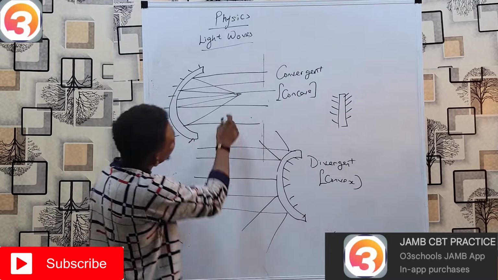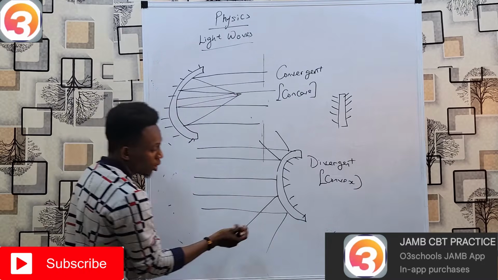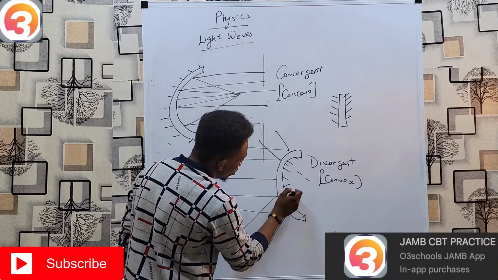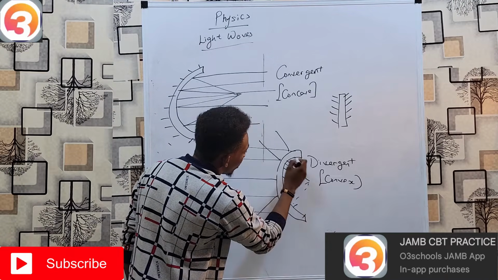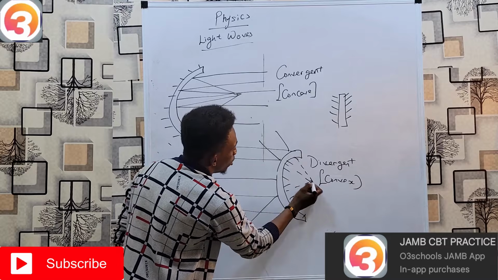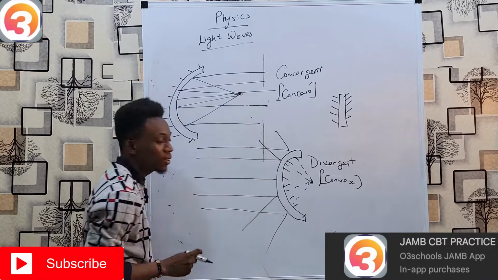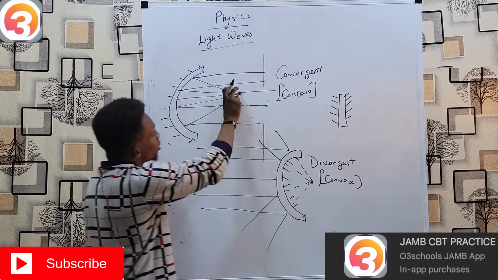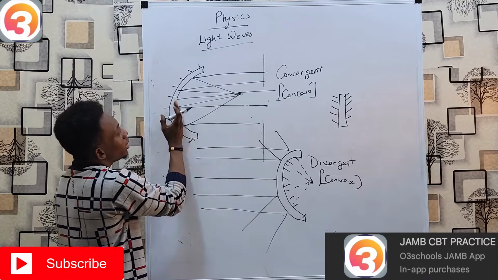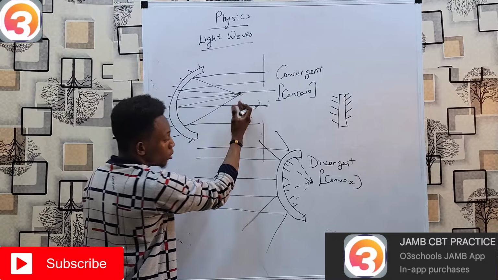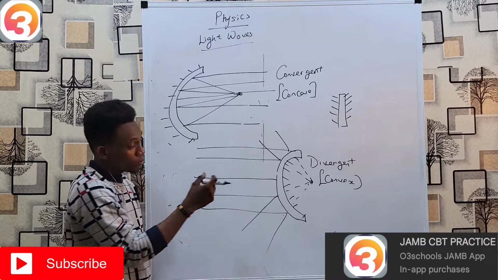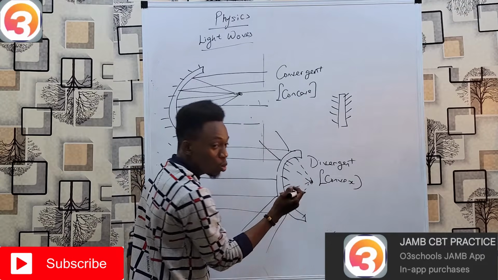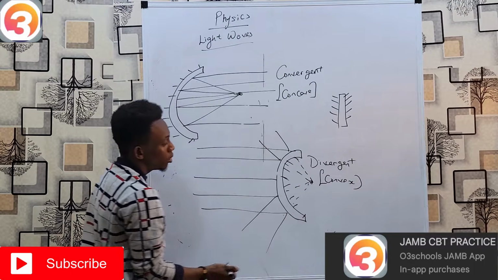Now, however, if you look here, the point where they are, and if you look at the lines, also imagine them to continue. There's a point where they all meet. That point is referred to as the principal focus. However, in this case, my principal focus is outside the mirror. That's for a convergent mirror. While for a divergent mirror, my principal focus happens to occur inside the mirror.